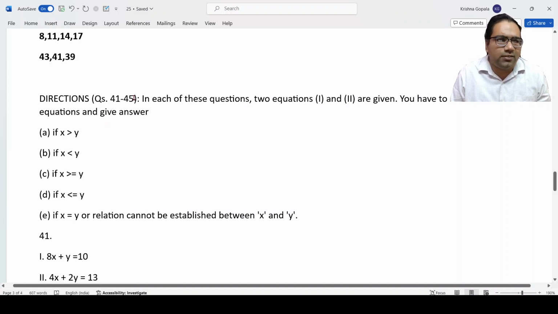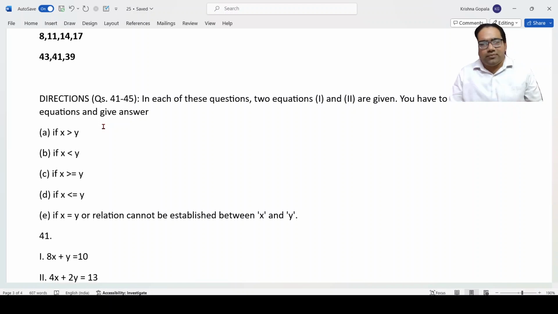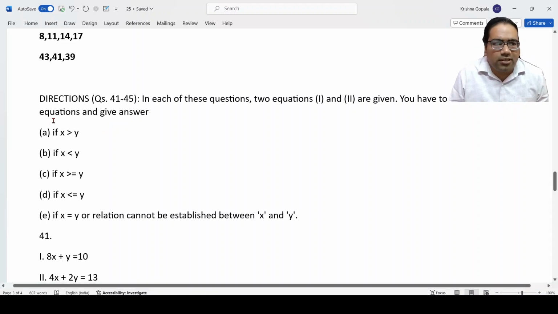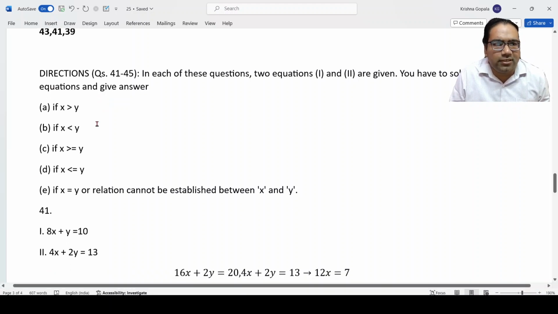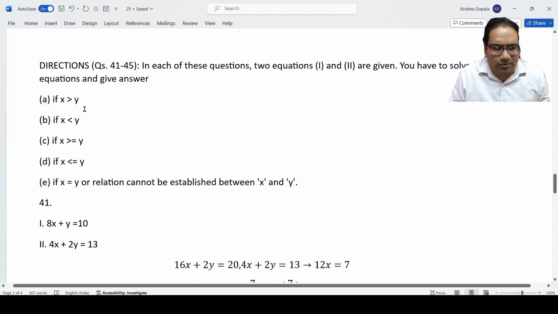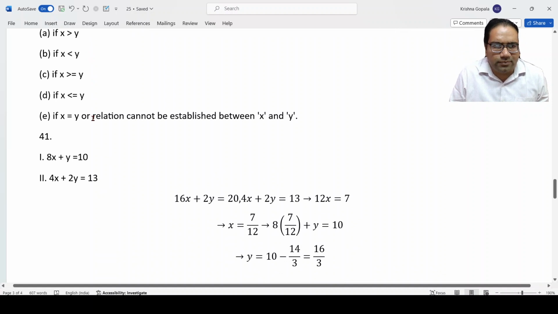Now let's get to the other set of problems. We get roughly 5 questions of this type. These are solving algebraic equations. Some equations would be given. We have to solve for x and y and figure out whether x is greater than y, less than y, equal to y, or nothing can be said about x and y. These are very easy problems. We should not lose them, and they should not take more than 30 seconds.